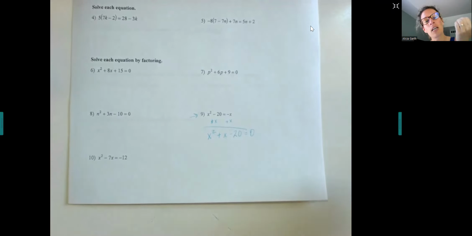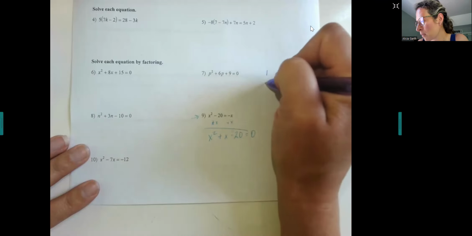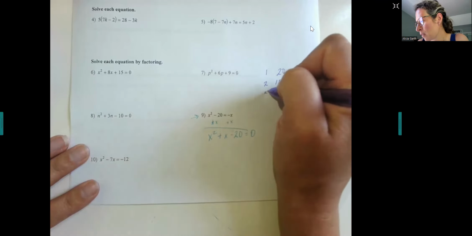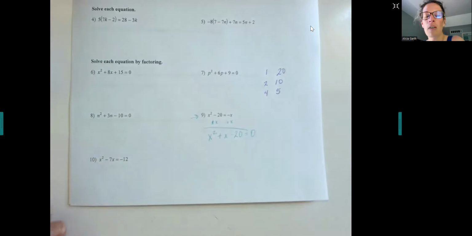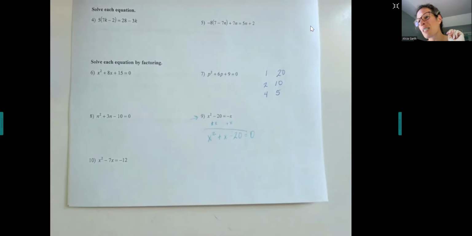Then I'm looking for the two numbers that multiply to a negative 20 and add to a positive 1. I'm going to write our factors of 20 off to the side. We've got 1 and 20, 2 and 10, 4 and 5. We're looking for the two numbers that multiply to a negative 20 and add to a positive 1. Our first thought should be if it multiplies to a negative number, then it must be 1 positive and 1 negative. If it adds to a positive 1, then that means our bigger number is positive.